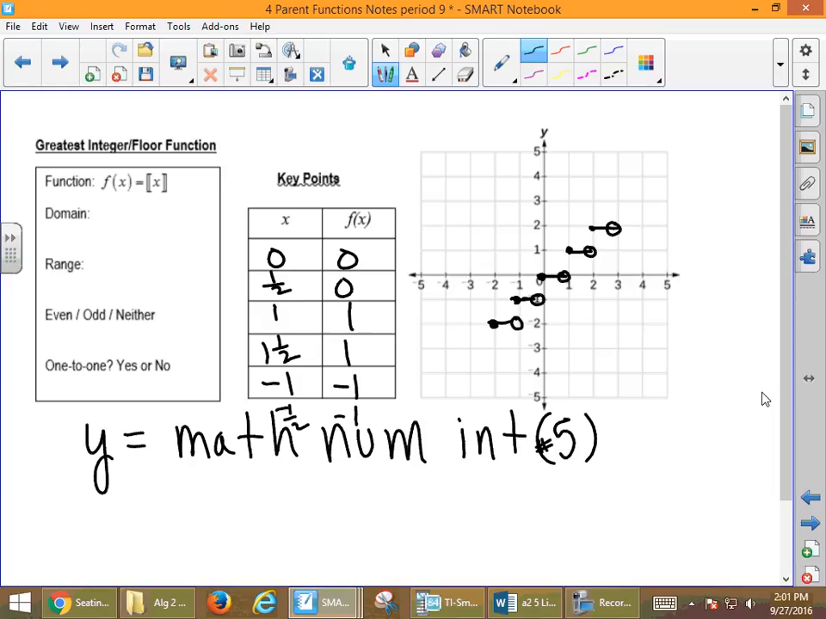In terms of the domain, though, if we scrolled through our table, we wouldn't see any errors anywhere. The x value of this function can be anything. It's all real numbers. But our range is not. If you look at where our steps are of this greatest integer or floor function, we've got a step at -2, at -1, at 0, at 1, at 2, at 3, at 4, 5. Our range are the integers.